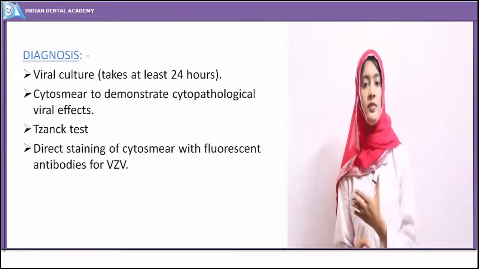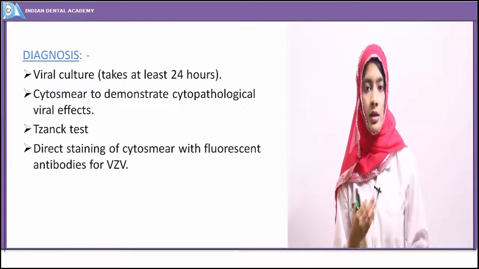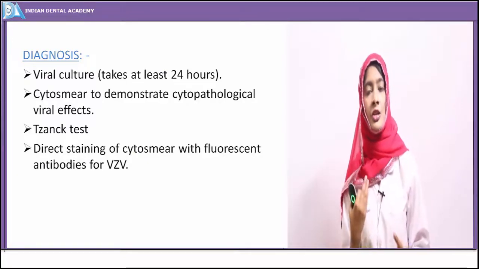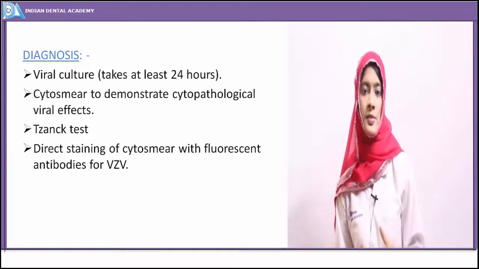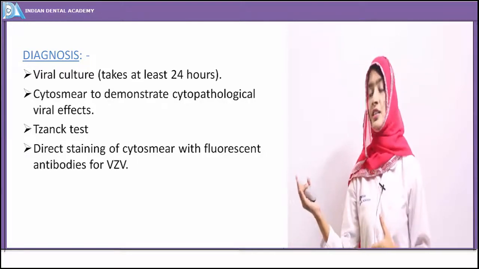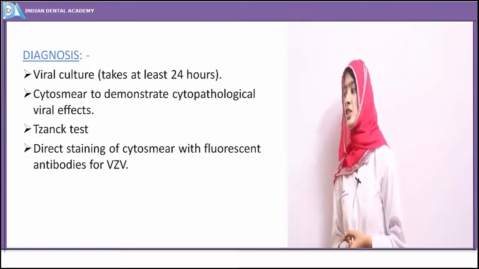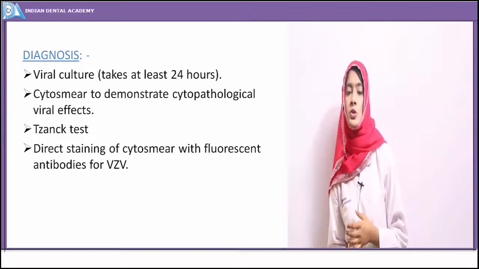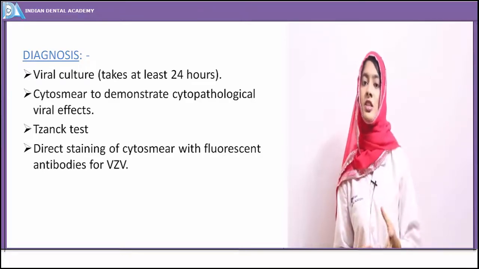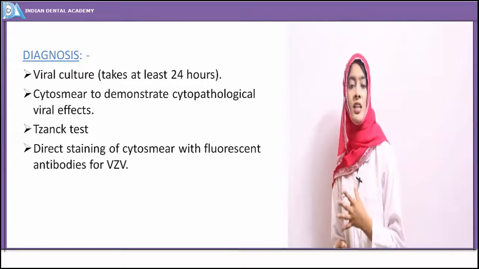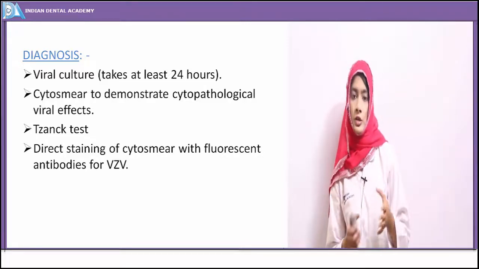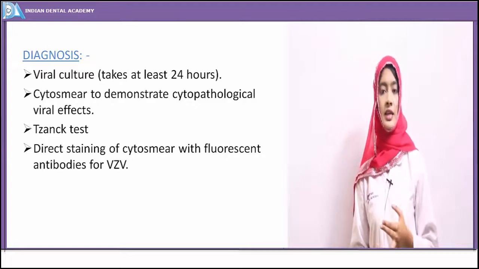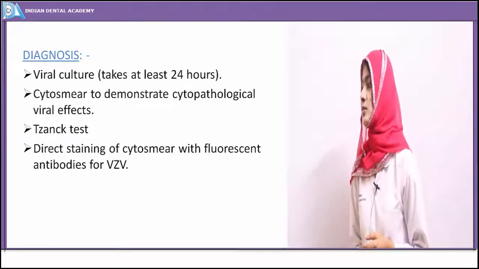The diagnosis of this varicella infection is based on clinical presentation and viral culture or the cytosmear taken to demonstrate the characteristic nuclear cells, and Tzanck's test demonstrates the presence of multinucleated giant cells. Cytosmear and viral isolation have to be carried out.